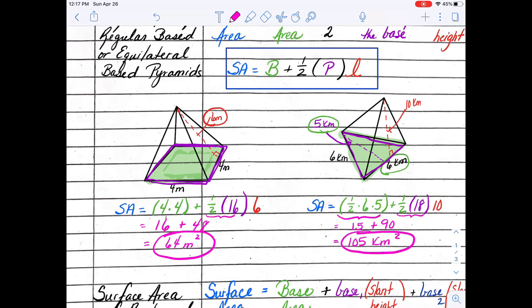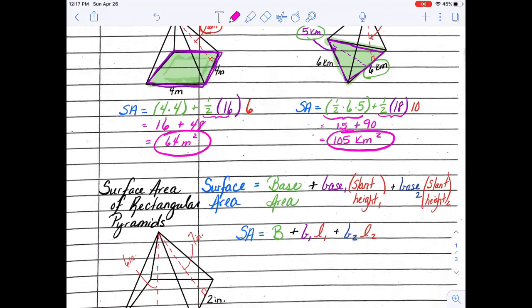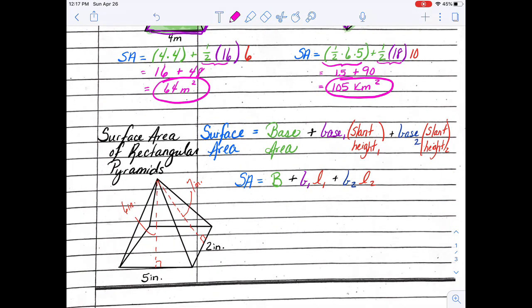Pretty easy, pretty self-explanatory, getting all the areas of every side. Now there's a little bit different of a formula if we're talking about a rectangular pyramid, because if you look at that base, this base is a rectangle. The sides are not all the same. And if those sides are not all the same, that means the triangles that are going up to that apex, well, they're not all going to be the same either.